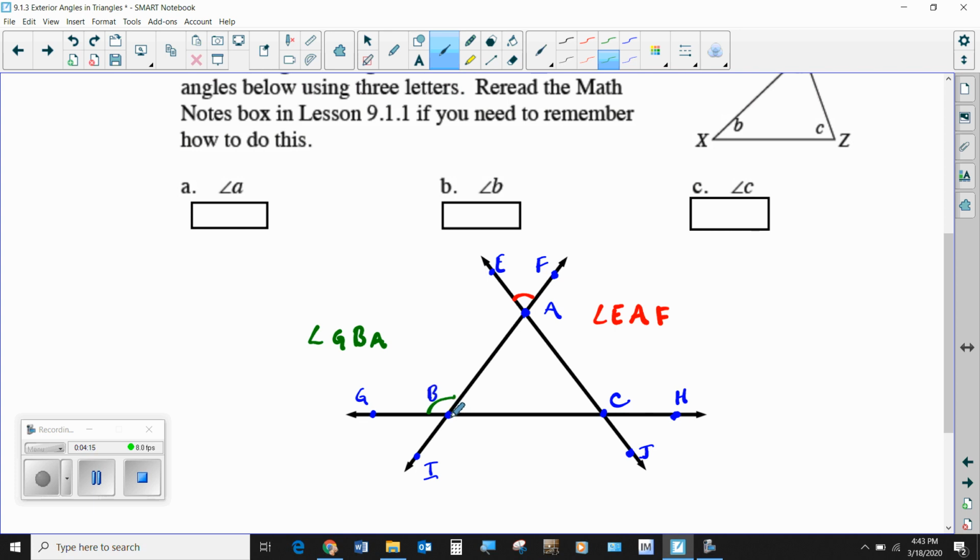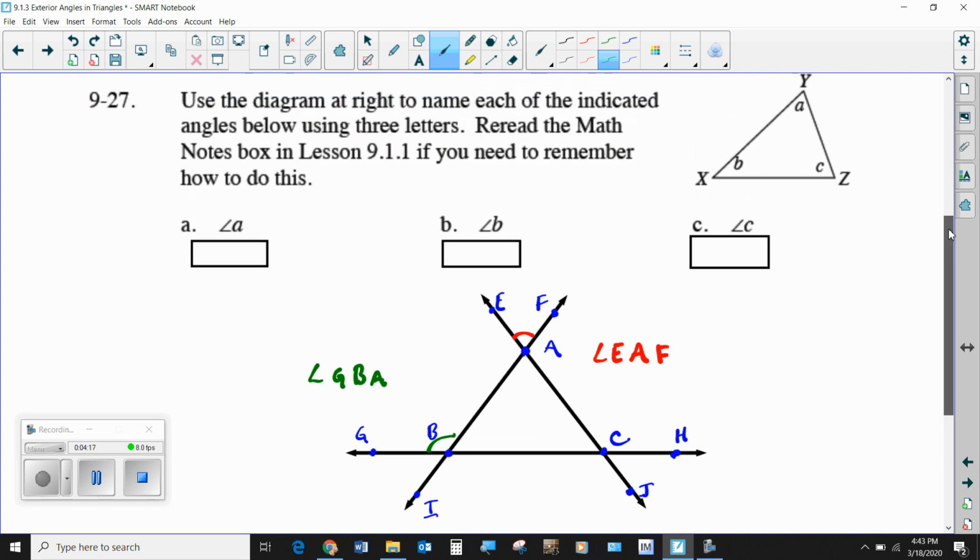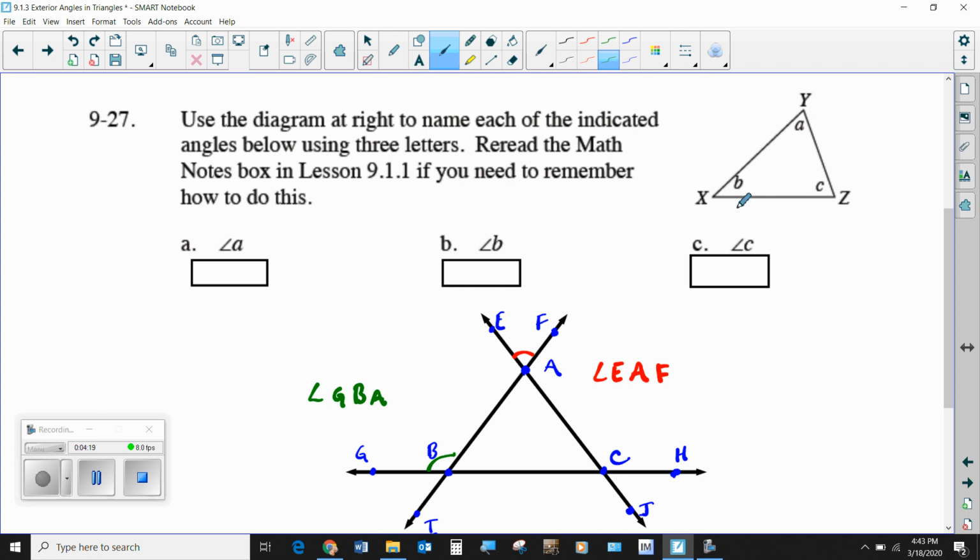With that in mind, what we want to do for this activity right here is find another way to name angle A, another way to name angle B, and another way to name angle C. Go ahead and pause it and work through that. See if you can figure out, using the technique that I showed you here, see if you can name those three angles another way.